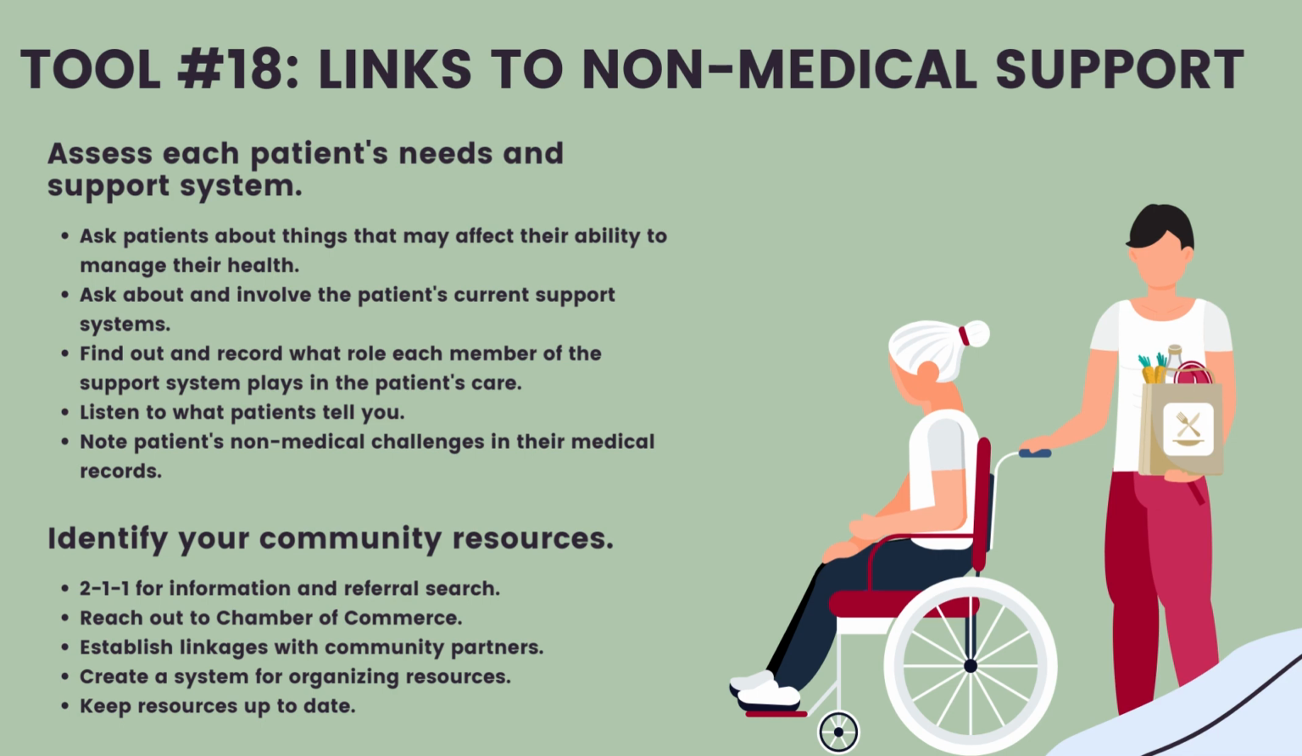Identify your community resources. In many parts of the country, the United Way and Alliance of Information and Referral Systems can provide you with a phone number to call for information about the social services in your area. You can press 211 on your phone or access this resource on the internet. The Chamber of Commerce can also provide a list of community services.